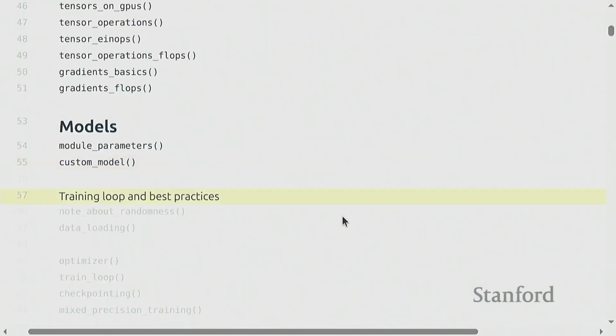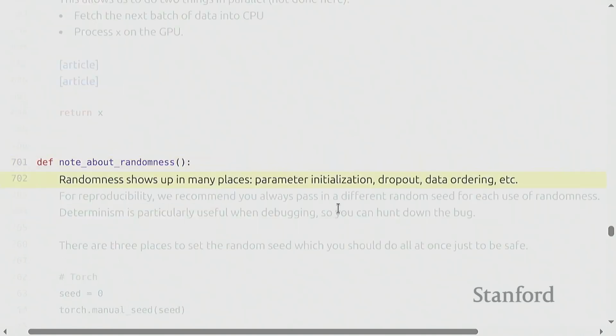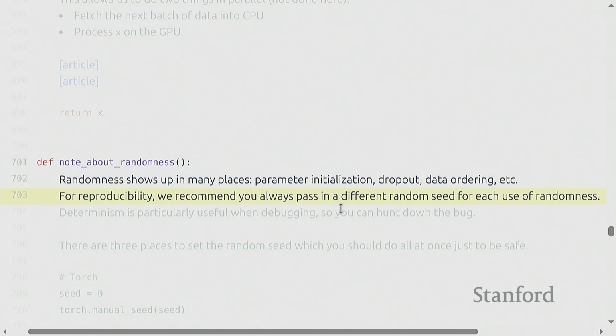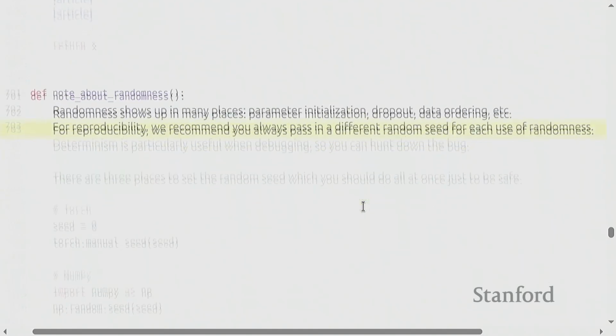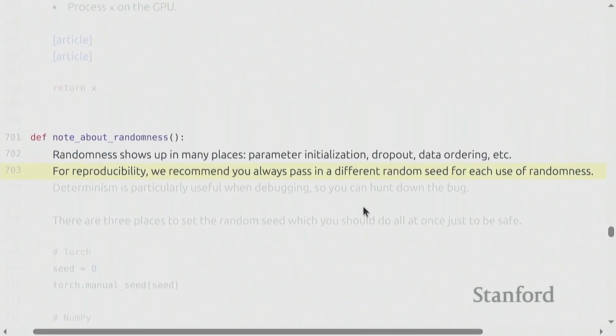Okay, so with that model, I'm going to use it and do some stuff with it. But just one general digression. Randomness can be annoying in some cases, if you're trying to reproduce a bug, for example. It shows up in many places: initialization, dropout, data ordering, and just best practices. We recommend you always fix a random seed, so you can reproduce your model, or at least as well as you can.